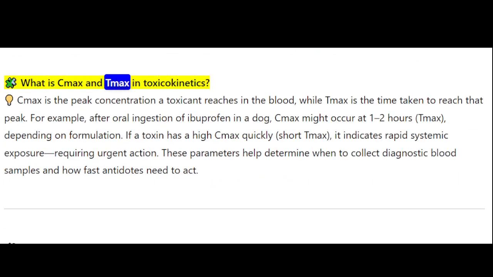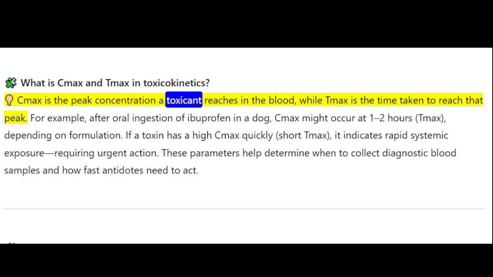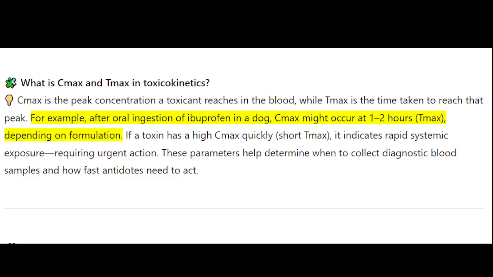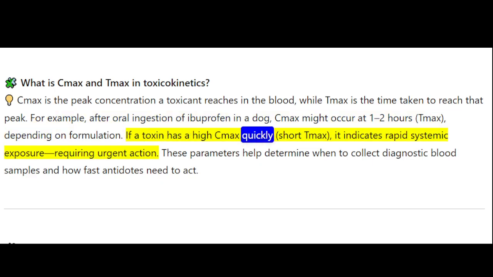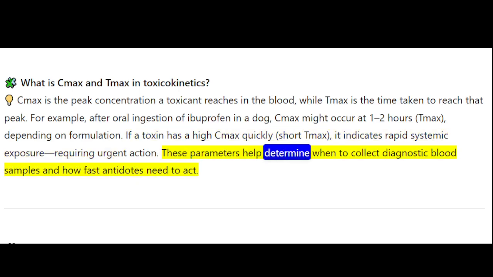What are Cmax and Tmax in toxicokinetics? Cmax is the peak concentration a toxicant reaches in the blood, while Tmax is the time taken to reach that peak. For example, after oral ingestion of ibuprofen in a dog, Cmax might occur at 1–2 hours, Tmax, depending on formulation. If a toxin has a high Cmax quickly, short Tmax, it indicates rapid systemic exposure requiring urgent action. These parameters help determine when to collect diagnostic blood samples and how fast antidotes need to act.